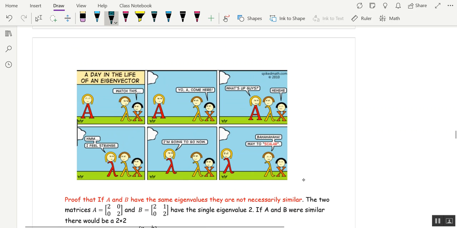The comic I just put in because it's got eigenvalues and eigenvectors, but I don't think it's a great comic, and I'm not even sure I get it. But maybe if you can understand it, or if you think it's funny, just let me know. And that is the end of section 5.